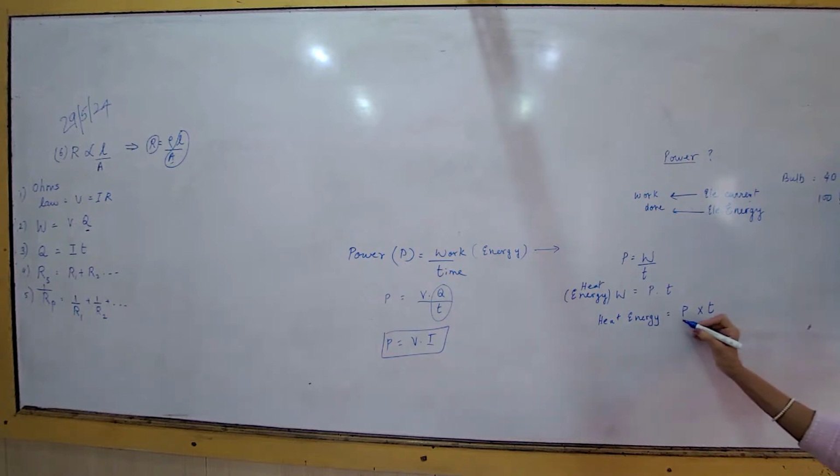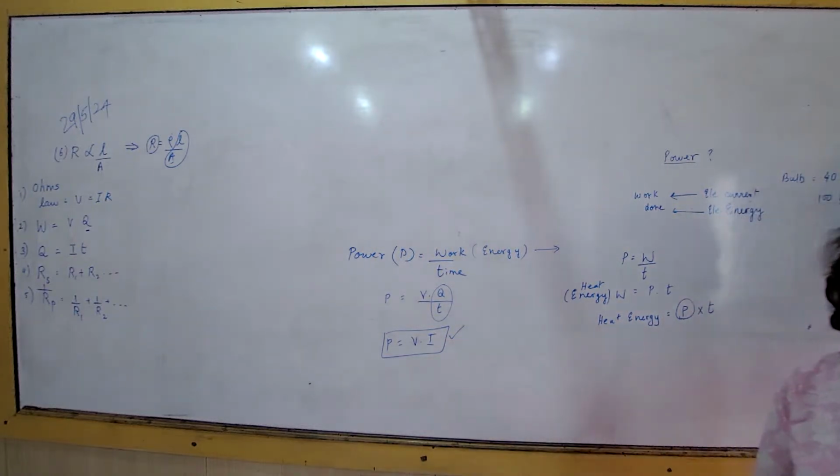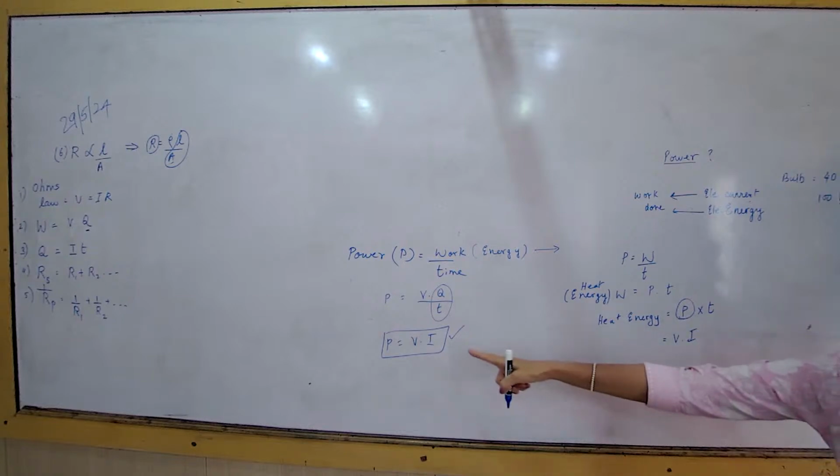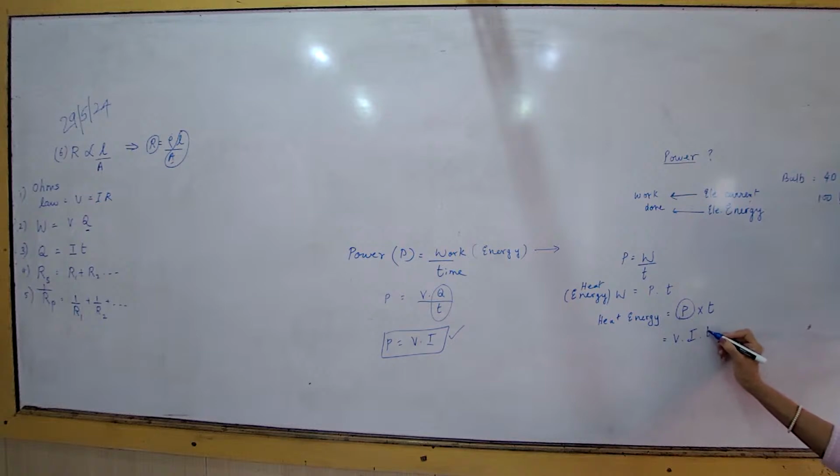How did we get VIT? What is P? We have already seen that it is equal to VI. So your heat energy can also be written as V into I into T, because your P is nothing but V into I. So your heat energy can also be given as VIT. Take care of the unit of heat. What did I tell you? Heat energy, energy. Okay, so that's another formula that you will remember now.